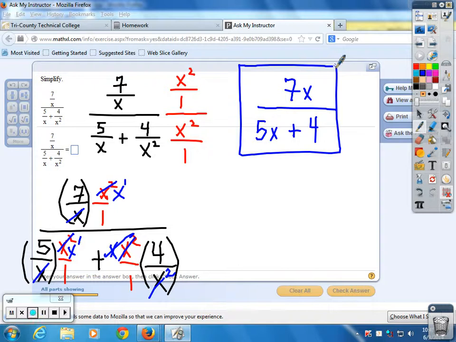This was an x squared, y'all. I didn't write an x squared right there when I wrote it. See, x squared.